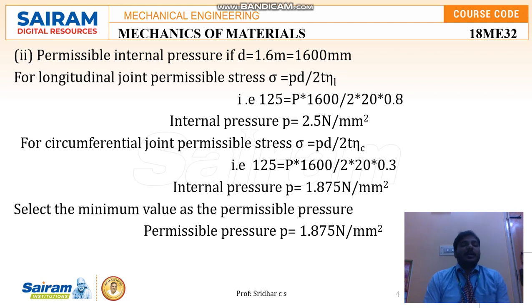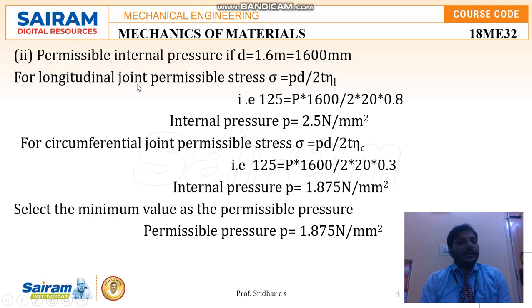The second condition they have mentioned is the permissible internal pressure. They have given a diameter, and here we need to find the pressure. Similar to how we worked out the first case, here, instead of the diameter, we are going to find the pressure. The diameter they gave is 1.6 meter, so we have converted it to 1600 mm.